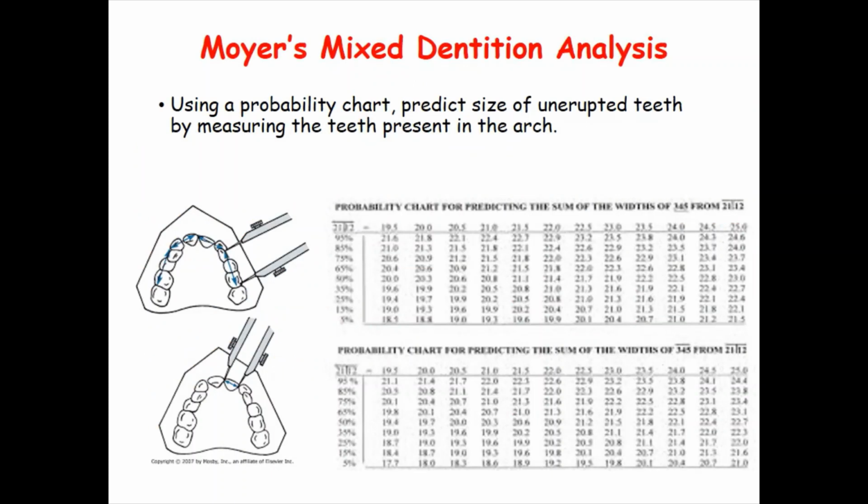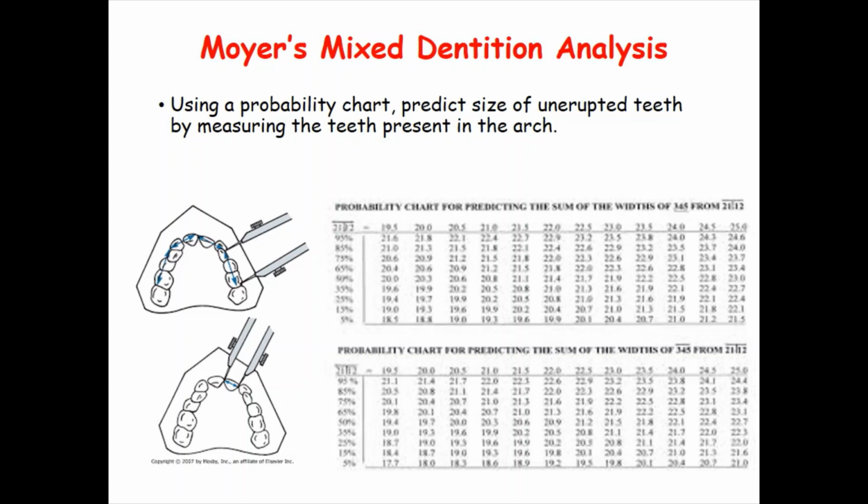In Moyers' mixed dentition analysis, we use a probability chart which is used to predict the size of the unerupted permanent tooth. Here we use the mesiodistal width of the mandibular central incisors and lateral incisors. Then the value which is obtained is used in the probability chart. In the probability chart, the 75th percentile is used. This value gives us the predicted width of the unerupted canines and premolars.